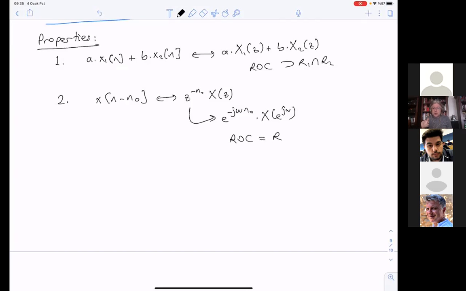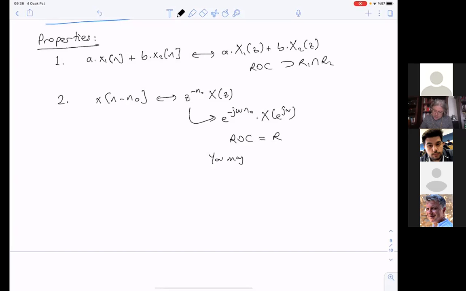1 over z squared makes 2 poles at z is equal to 0, right? 1 over z cubed makes 3 poles at z is equal to 0. But they're all at z is equal to 0. And remember what I said, z is equal to 0 is not in the z plane. So in the finite z plane, we don't contribute any further poles.